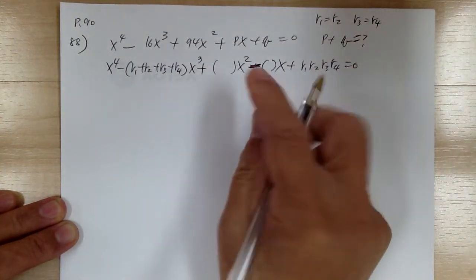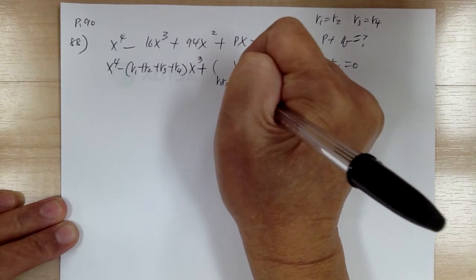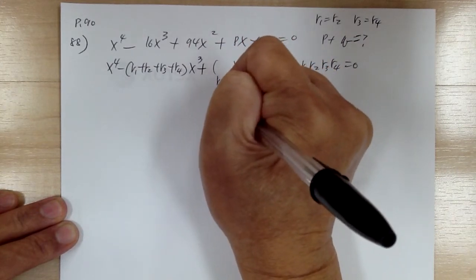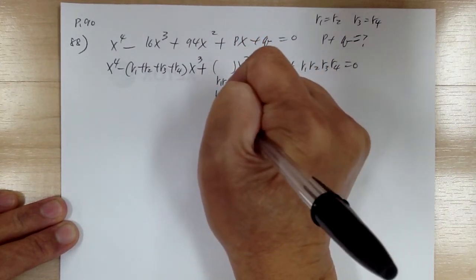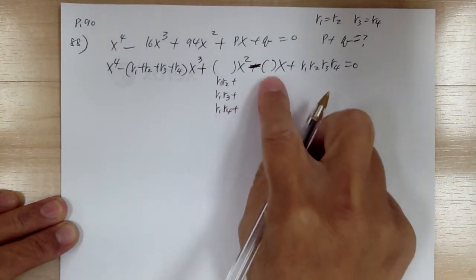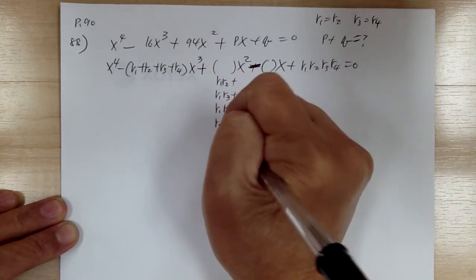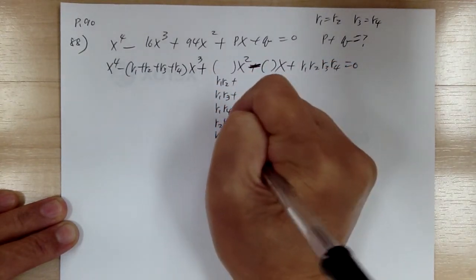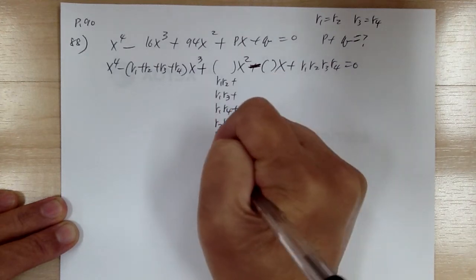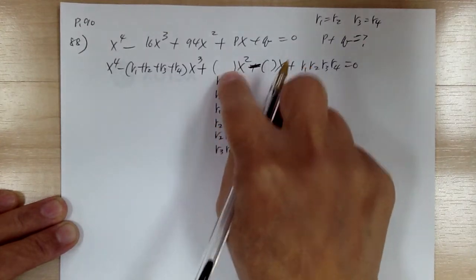And this part over here would be r1 r2 plus r1 r3 plus r1 r4. So again, you take none at a time, one at a time, two at a time, three at a time, four at a time, right? Those are your combinations. And you have r2 r3, r2 r4, and you have r3 r4. So this is what goes inside the parentheses.